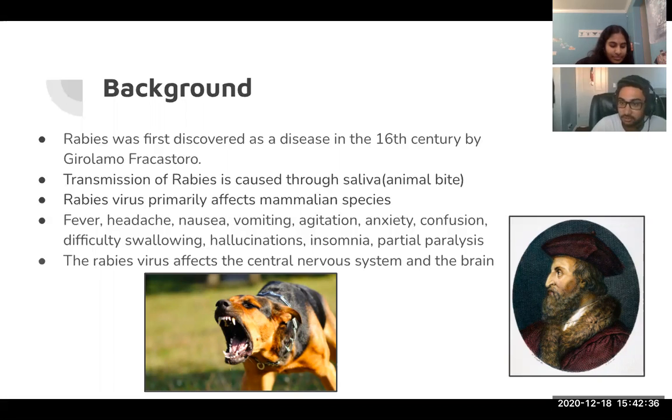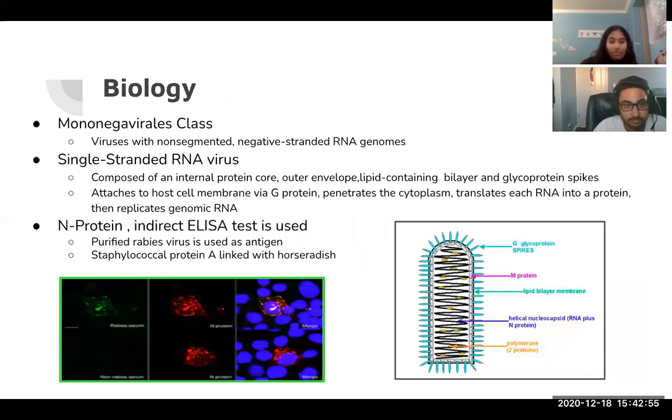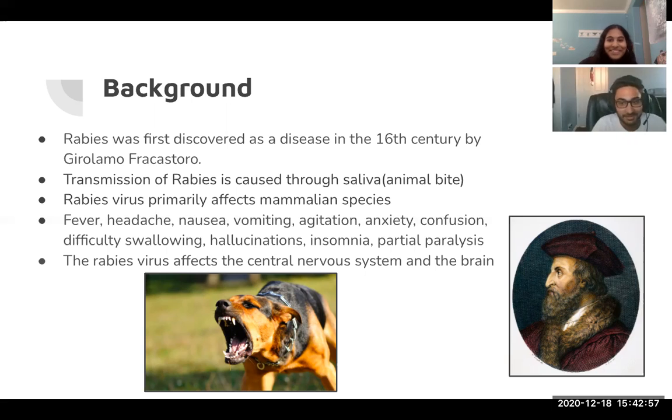Rabies first enters through a cut in the skin, then travels through the nerves, damaging them in the process. It travels up to the brain and begins attacking it too, causing violent behavior and aggression. Another interesting fact about rabies is that it most commonly only affects mammals. And the picture to the right is the person who discovered the rabies virus, Girolamo Fracastoro.